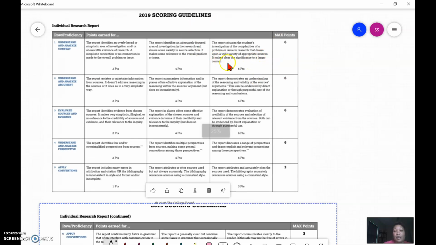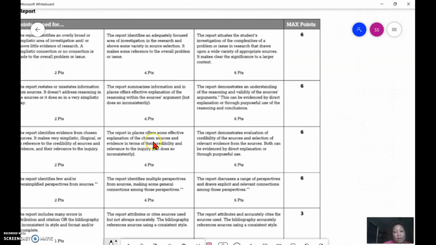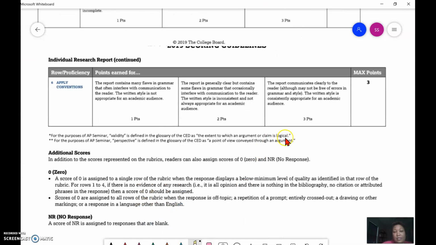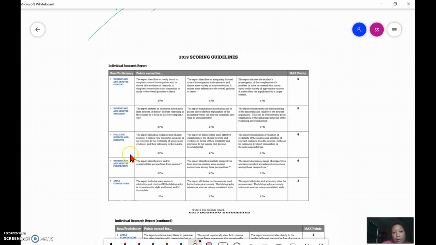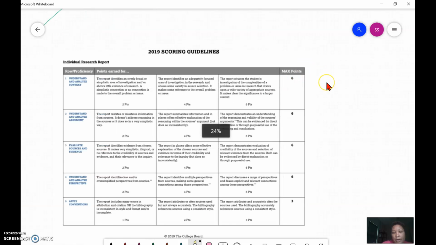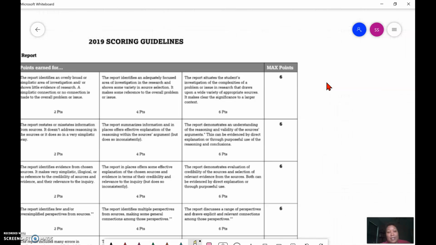Okay, so for understand and analyze, we're always going to go for the proficient and the approaching mastery. So let's look at what those expectations are. The expectations for the IRR are that your report identifies an adequately focused area of investigation in the research and shows some variety in source selection. It makes some reference to the overall problem or issue.